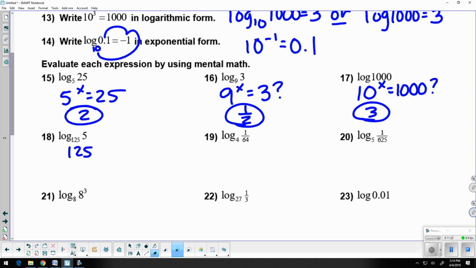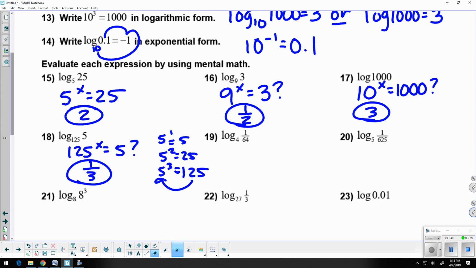Question is 125 to what power is going to be 5? So it's a lot smaller. So let's see. If you kind of play around with some numbers a little bit, we know that 5 to the first is 5. We know that 5 squared is 25. We know 5 cubed is 125. So what's the relationship? How do I go from 125 back to a 5? We're going to do the opposite. It'd be to the 1/3 power. So if 5 cubed is 125, if you take the cubic root of 125, which is a 1/3 power, then you'll get 5. Okay? For 19, question is 4 to what power is 1 over 64? That's our question.